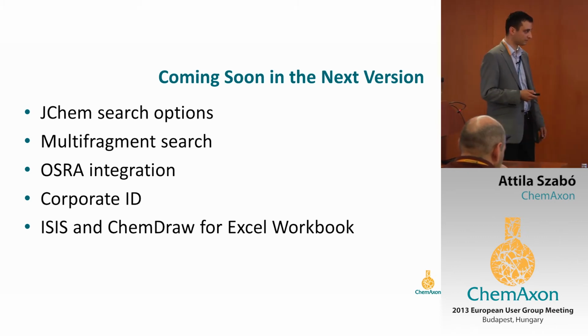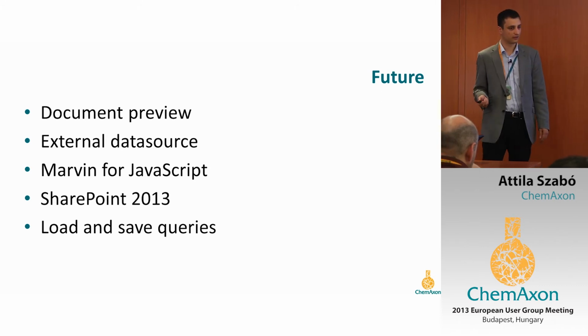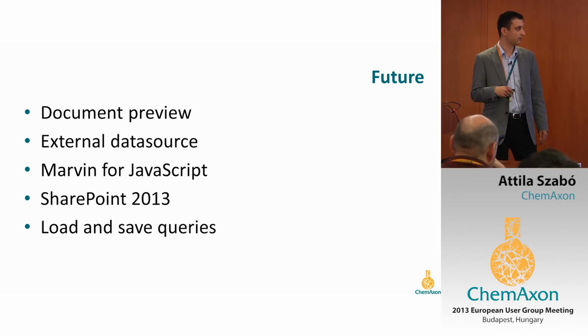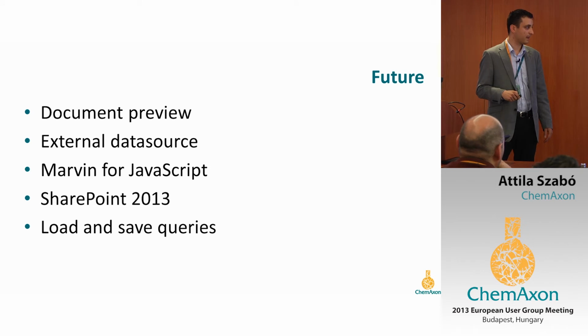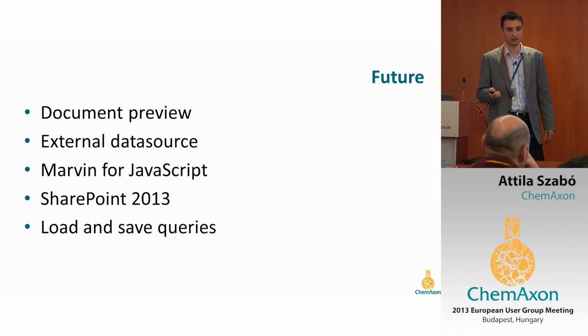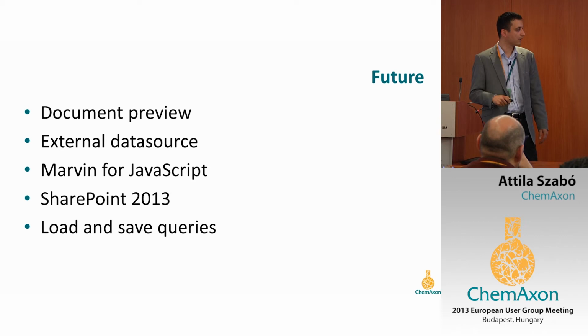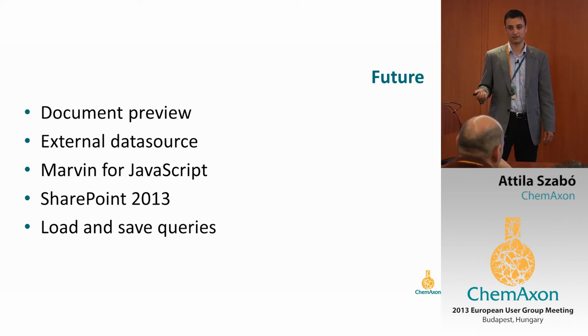And to go more into the future, we plan to release a document preview. It's similar to Google's site preview when you hover your mouse over a link and you get a snapshot of the page. External data sources, so that SharePoint lists can be bound to external sources like a database table. We are going to integrate Marvin for JavaScript, prepare for SharePoint 2013, and be able to load and save queries of JChem for SharePoint search.